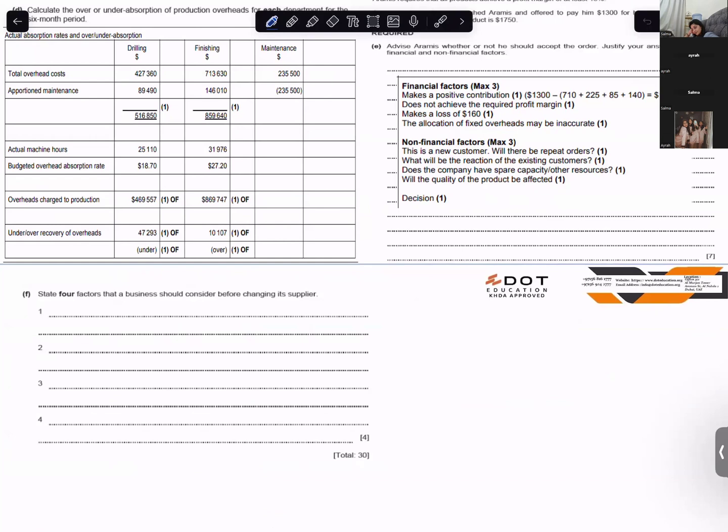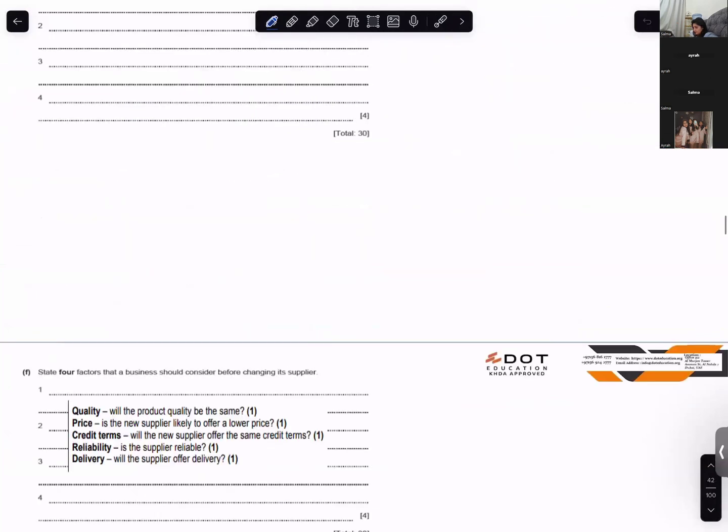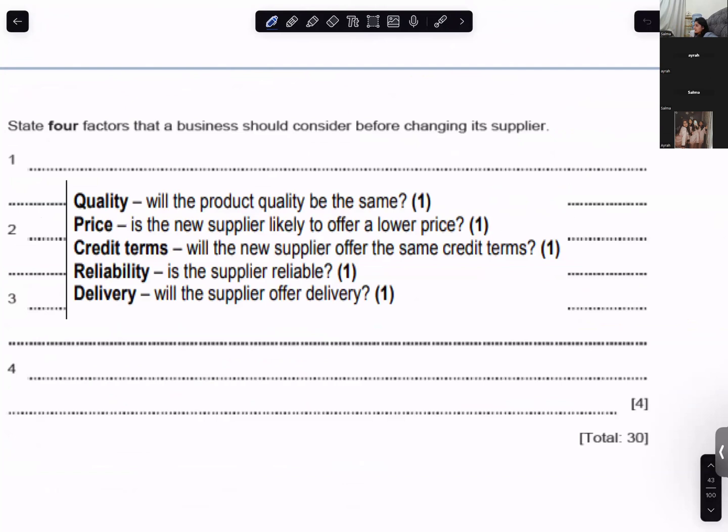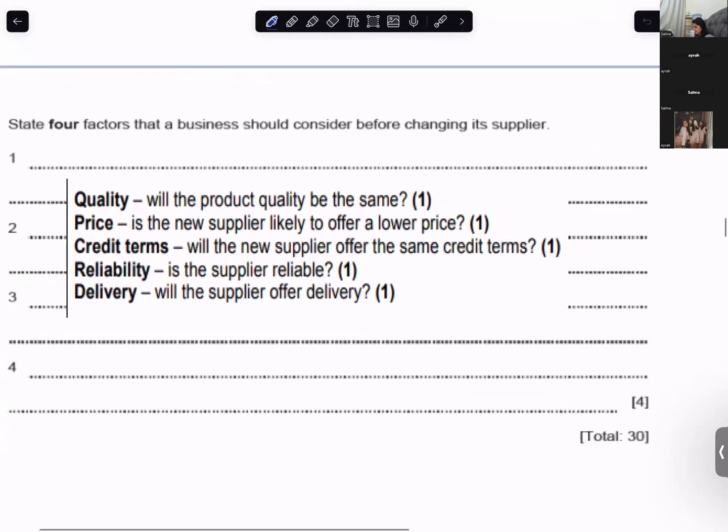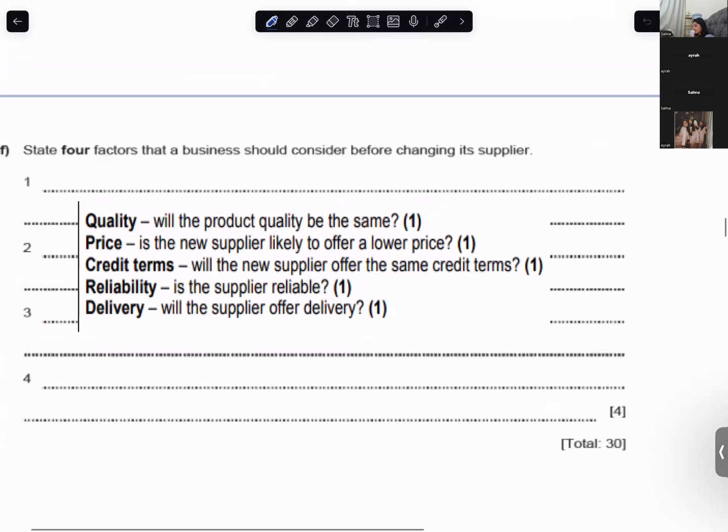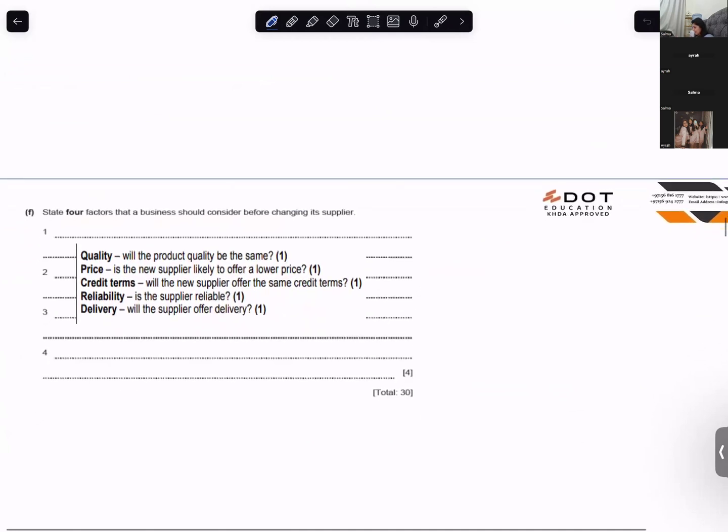Factors considered. Firstly, the price that they're charging for the raw materials. Then the delivery: if the supplier offers efficient, timely delivery. Then the quality of the product is supposed to remain the same. Then the credit terms: will the supplier provide the same credit period for the product? So, four factors that you should consider before changing your suppliers.